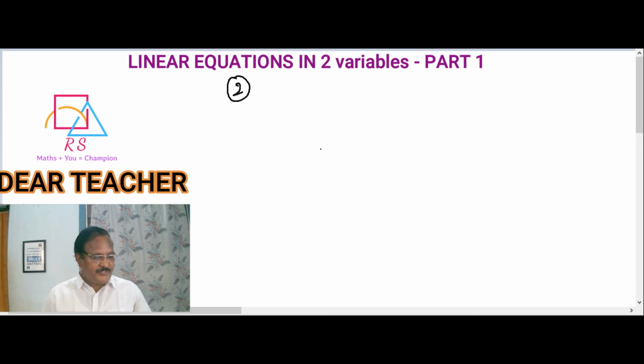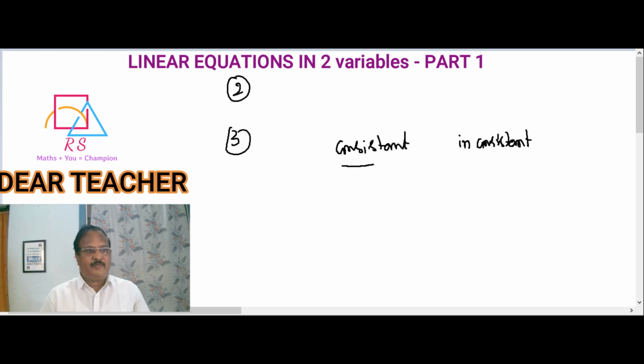On comparing the ratios a1 by a2, b1 by b2, c1 by c2, whether the following pair of linear equations intersect at a point, are parallel, or coincident. I told you now, you can do it by yourself. Third question. On comparing a1 by a2, b1 by b2, c1 by c2, whether the following pair of equations are consistent or not consistent. What does it mean? Consistent or inconsistent. What is consistent? What is inconsistent?